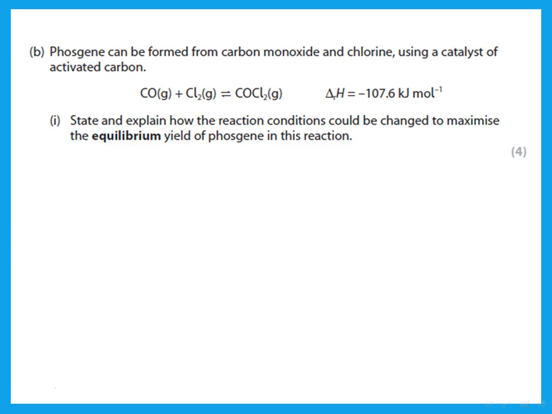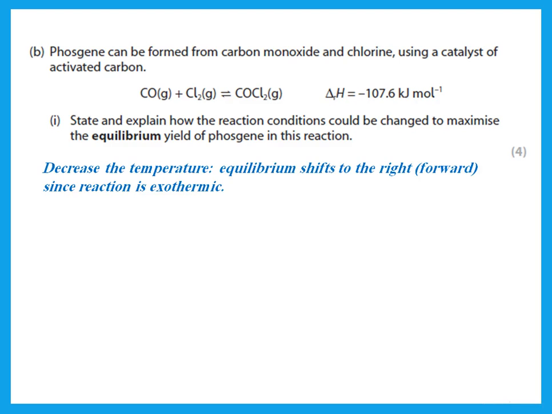So let's say temperature first. In order to determine whether I should increase the temperature or decrease the temperature in order to get more yield, I look at the delta H. Is it exo or endo? The forward reaction is exothermic, so I need to decrease the temperature in order for the equilibrium to shift to the right or to give more COCl2.